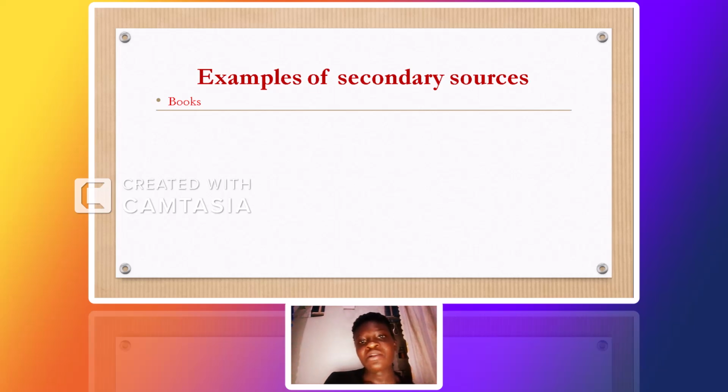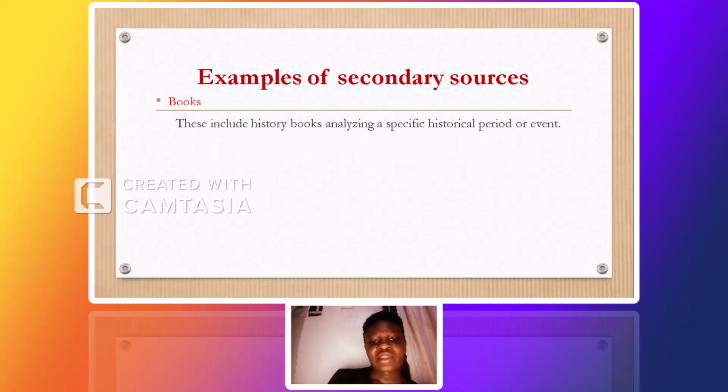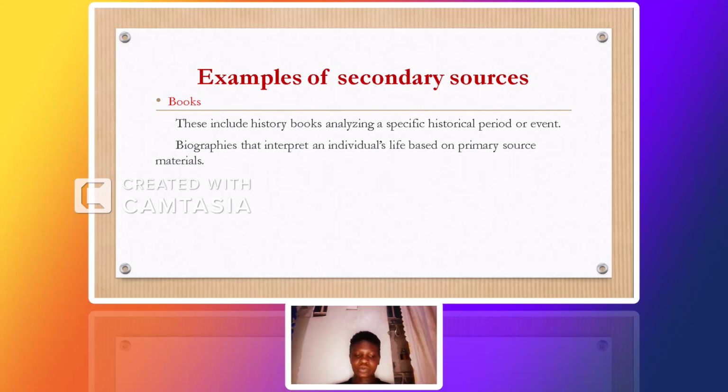We are going to begin by looking at books. Here we can look at history books analyzing a specific historical period or event, and in this case those books which talk about historical wars. We can look at books talking about all kinds of wars that we have ever heard of, like World War II and so on. We can also look at biographies that interpret an individual's life based on primary source materials.